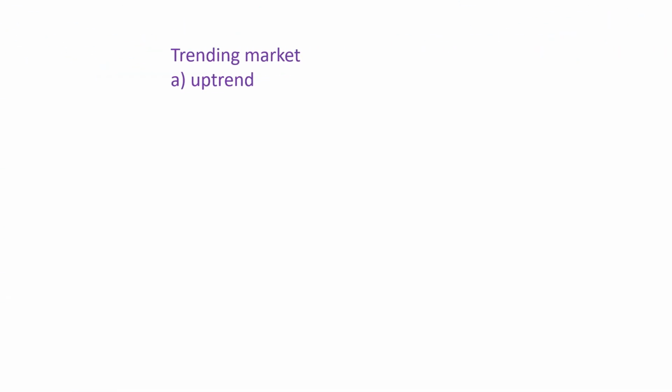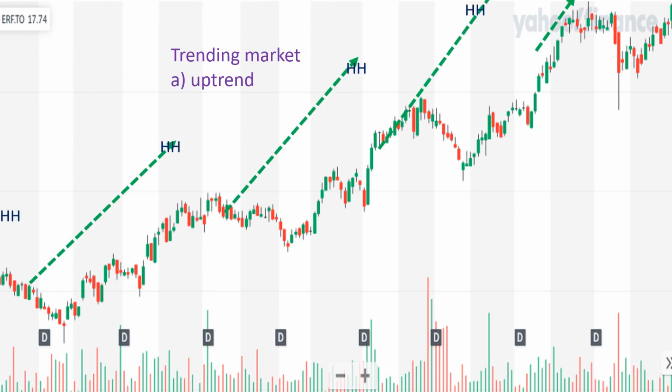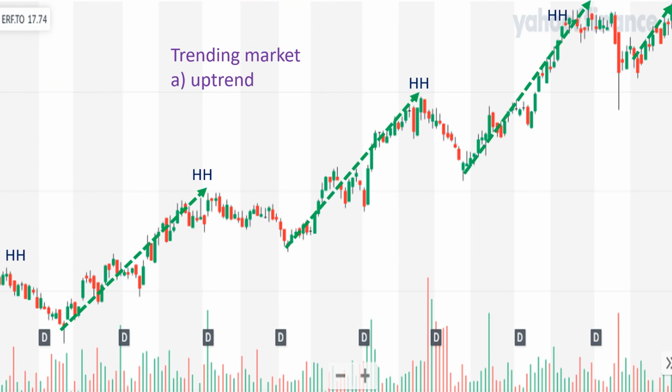Trending market uptrend. This is ERF stock, D1 time frame. The market is trending higher. It's always making higher swing highs, and the pullback is making higher swing lows. And if you notice, each higher swing high is higher than the previous one.